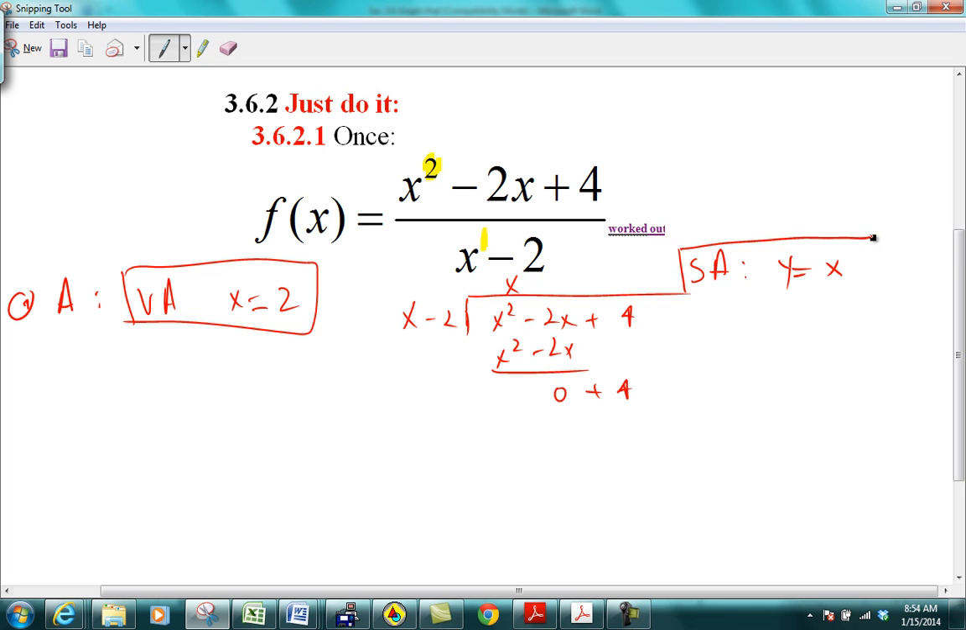Again, remember asymptotes are lines, and therefore they have to have equations. So my slant asymptote is y equals x. Okay, next is really R and M together.